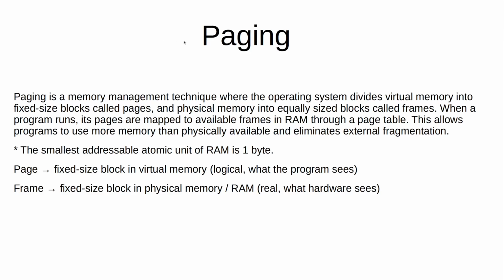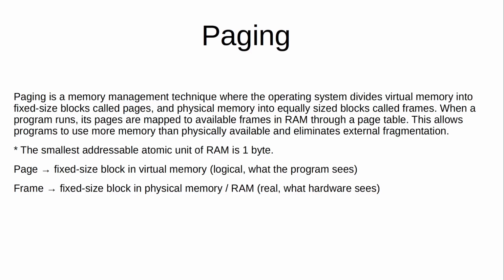Welcome to our channel. Today's topic is paging, a memory management technique used by operating systems. It divides physical memory and virtual memory into fixed size blocks, and the blocks in RAM are called frames and in virtual address space are called pages. The operating system maps pages to frames, which allows it to use more memory than what is physically available in RAM, and also reduces external fragmentation.